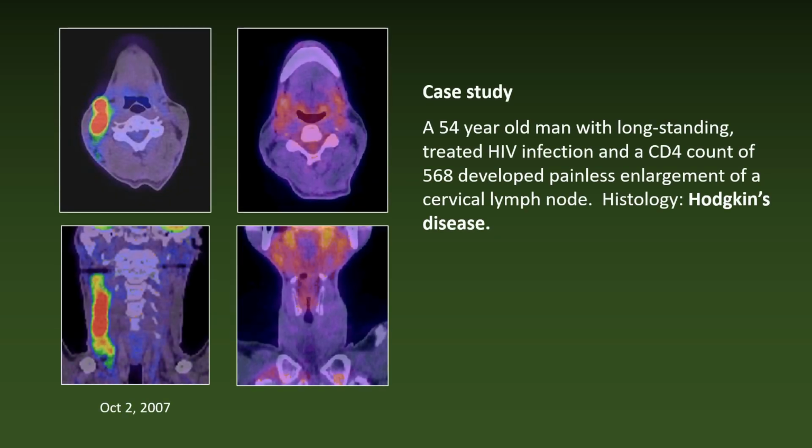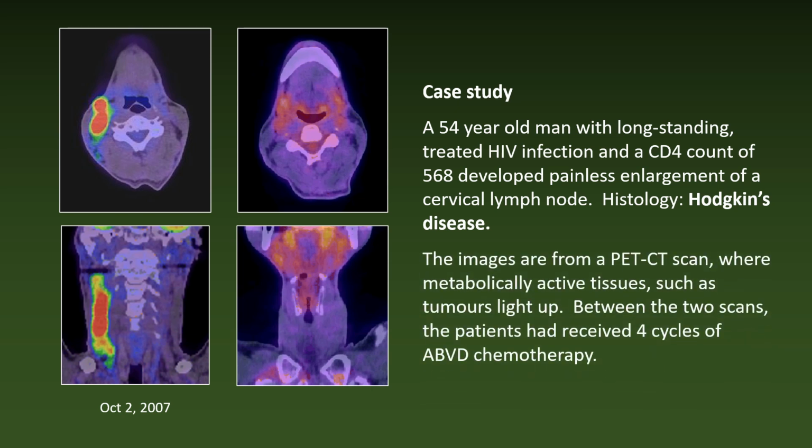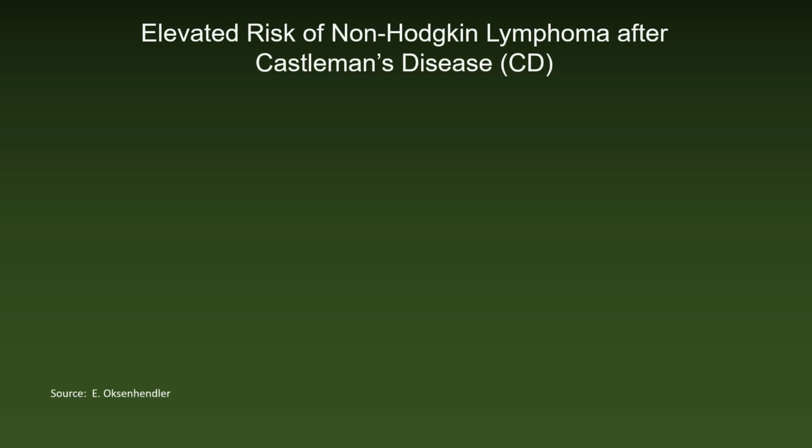This 54-year-old man with long-standing treated HIV infection and a CD4 count of almost 600 developed a painless enlargement of a cervical lymph node. The histology showed Hodgkin's disease. These images are from a PET CT scan where metabolically active tissues such as tumors light up. Between the two scans on October 2nd and December 4th, the patient had received 4 cycles of ABVD chemotherapy.